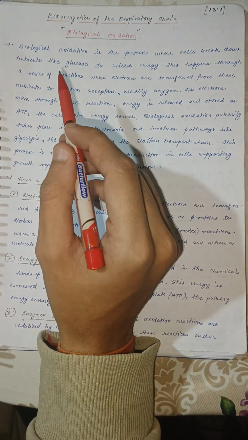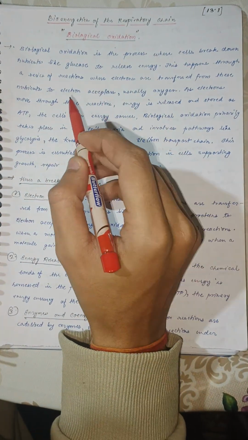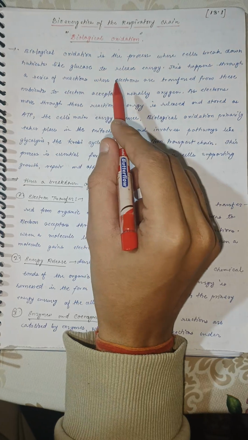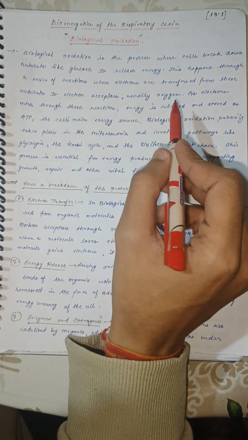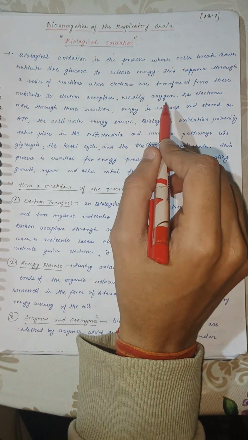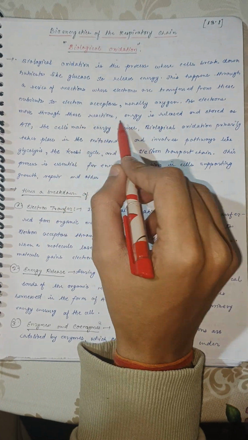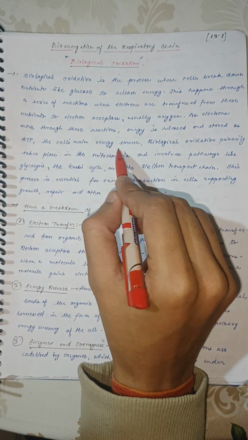Today my topic is biological oxidation. Biological oxidation is the process where cells break down nutrients like glucose to release energy. This happens through a series of reactions where electrons are transferred from the nutrients to electron acceptors, usually oxygen. As electrons move through these reactions, energy is released and stored as ATP, the cell's main energy source.